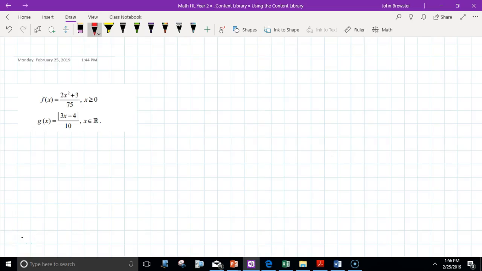Decided to go with a clean screen and a clean video for part C. Part C, what they want you to do is find the inverse function of f.